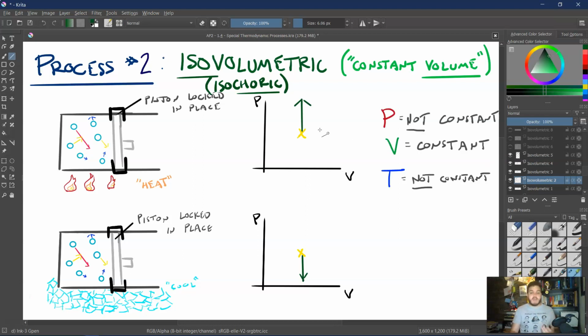The pressure is not constant, as we can see. It's going to change based on the fact that we're either heating up the system or cooling it down. The volume stays constant, but the temperature does not. In this situation, it goes up. In this situation, temperature goes down.